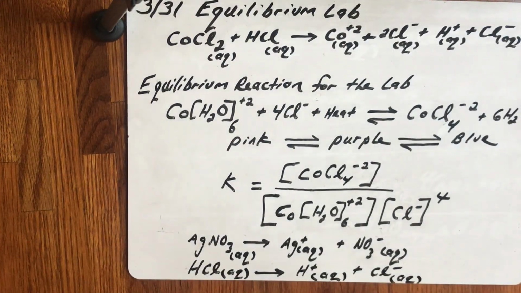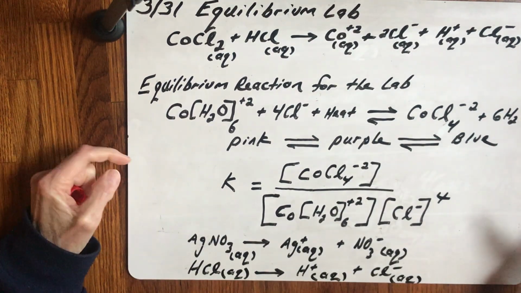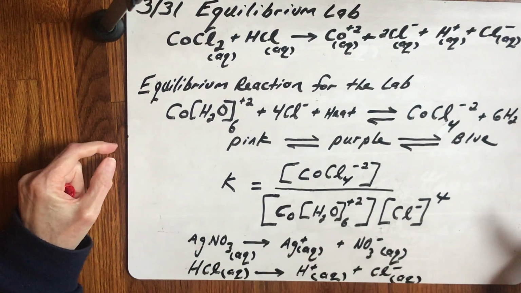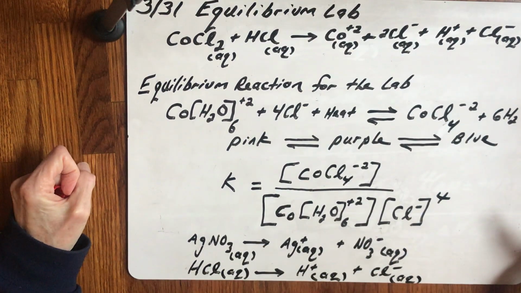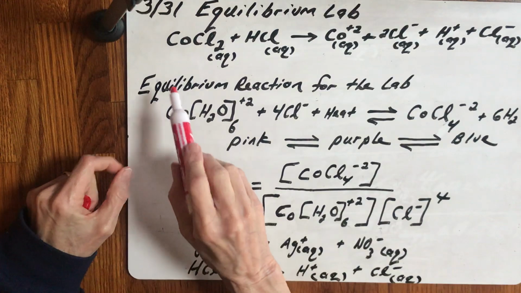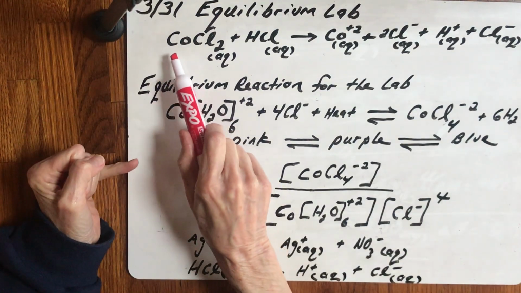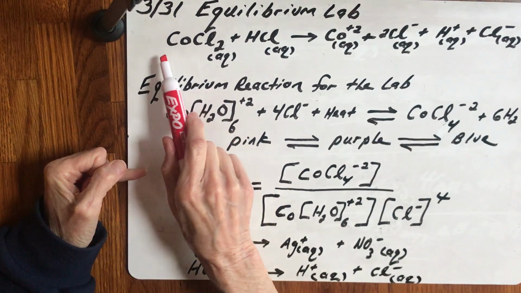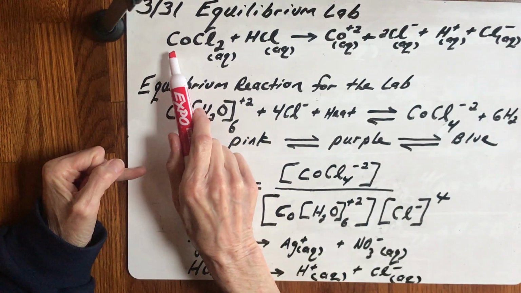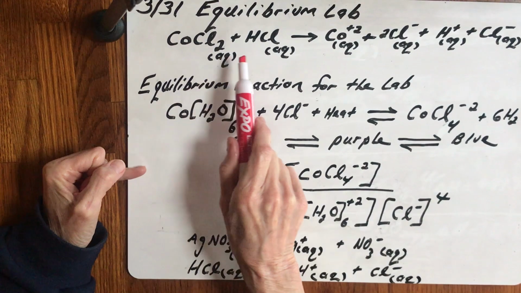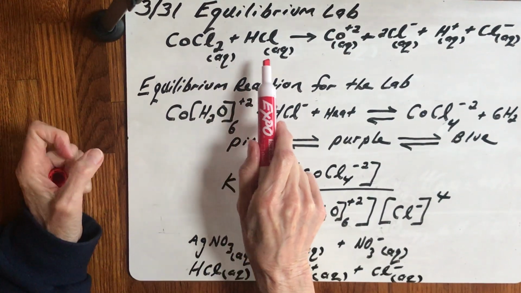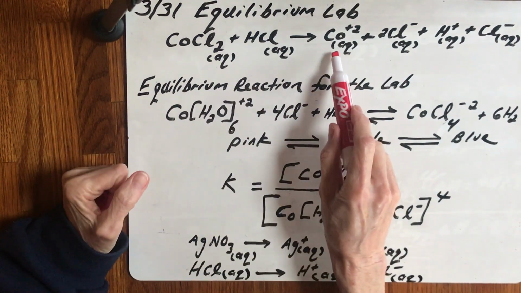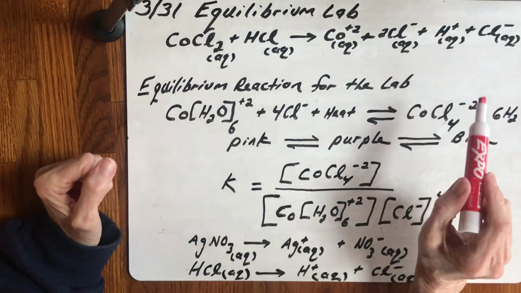Hi again, class. I'm going to talk now about how Le Chatelier's principle applies to what you'll be doing in tonight's lab. So for tonight's lab, you're going to do this virtually on the platform. You're going to take cobalt chloride and react it with hydrochloric acid. When you do that, it breaks all up into ions.